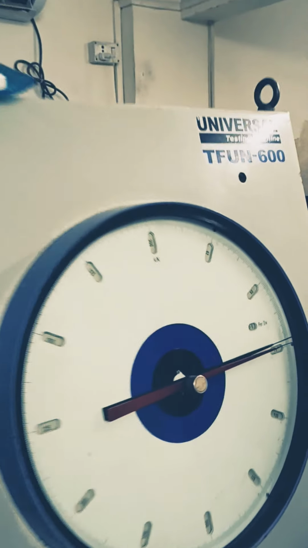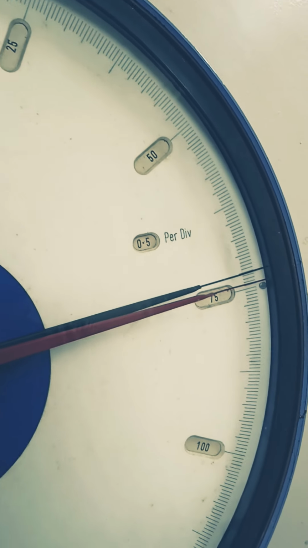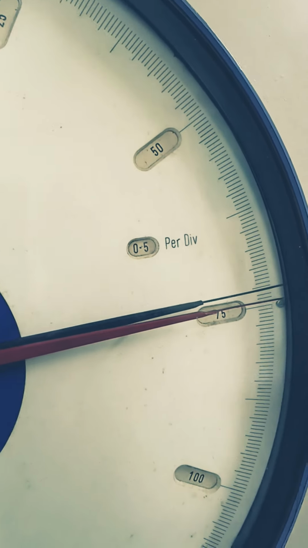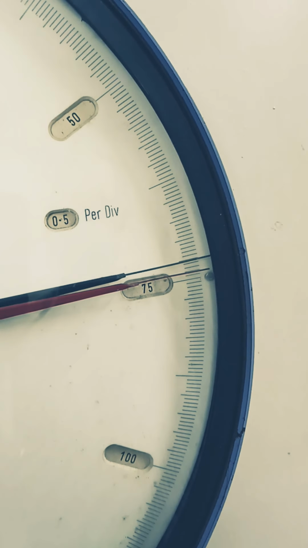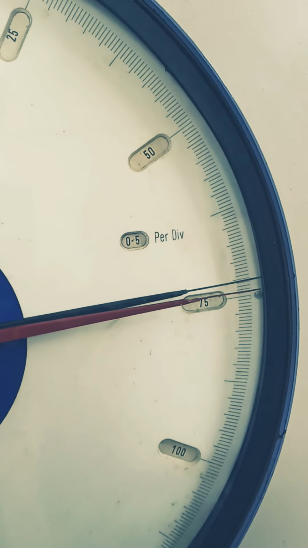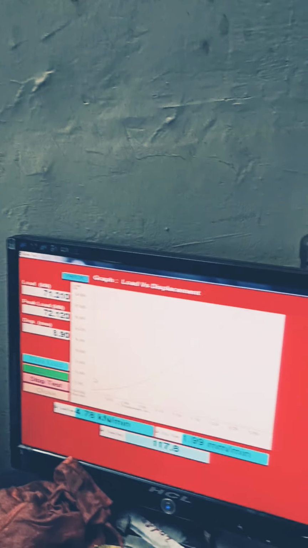So the mic has fallen down. This is the yield point of the sample, and that value is being recorded on the dial. As you can see, the dial has stopped at this point. So 74 something is the yield point. We will get the accurate reading in the graph.